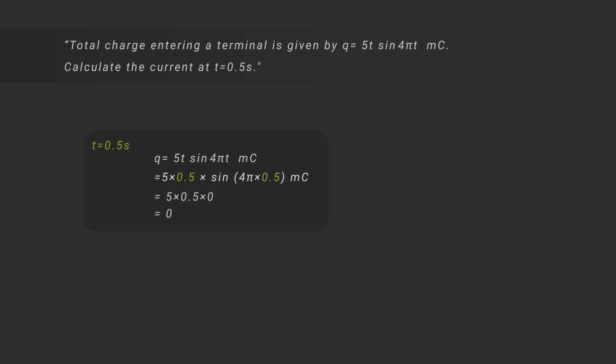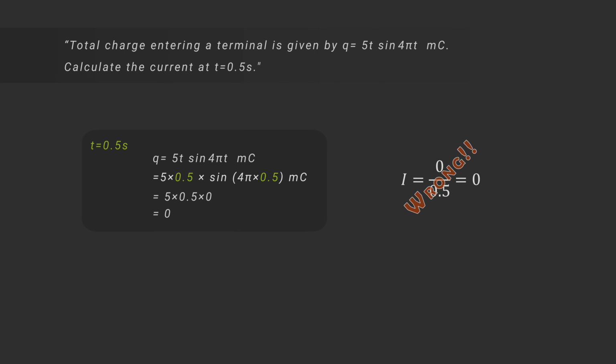Now you might be thinking, well, if the charge is 0, the current must also be 0, right? Since we know that I equals Q by T. But that's not actually the case.